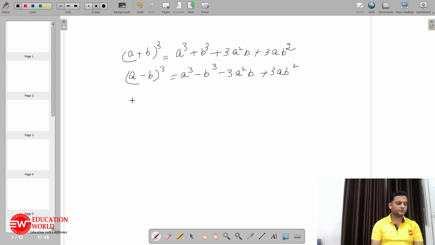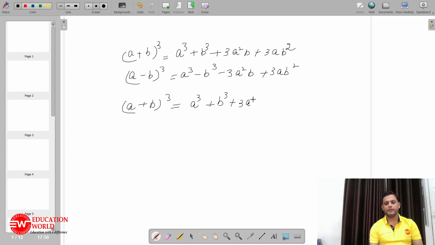One more formula for this one is there. If you want to remember, a plus b cube will be a cube plus b cube plus 3ab times a plus b. Another modified form, a minus b cube is equal to a cube minus b cube minus 3ab times a minus b.